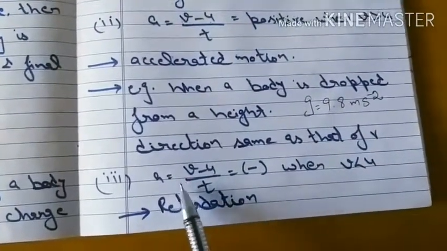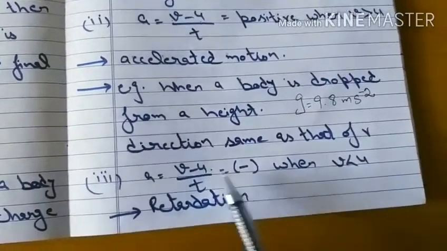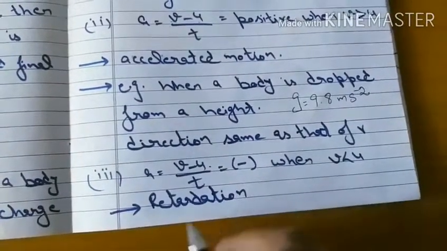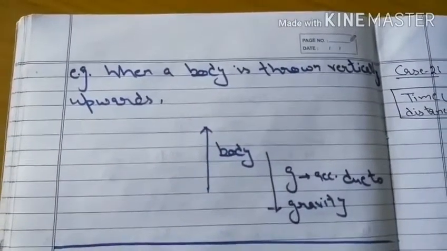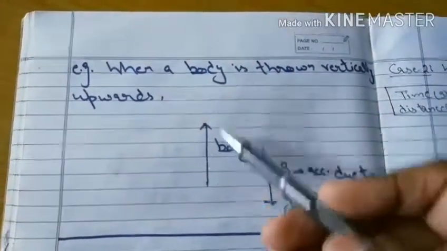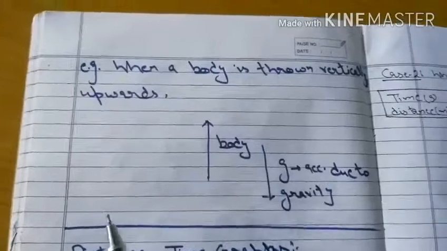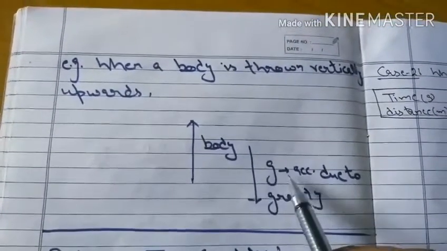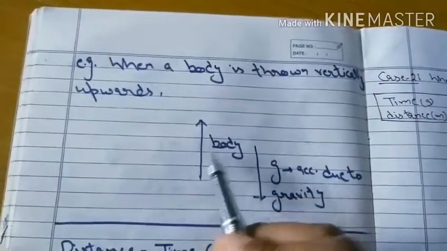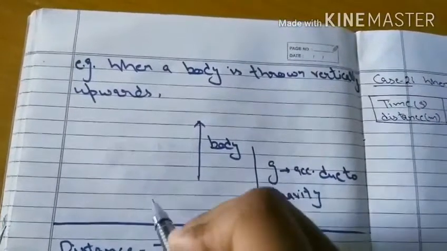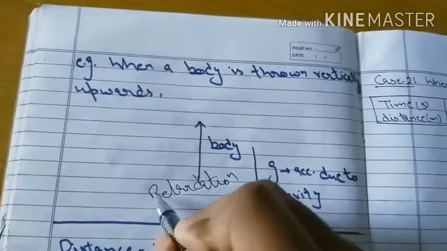Now third case, acceleration will be negative when final velocity will be less than the initial velocity. In that case negative acceleration is called retardation. For instance, when a body is thrown vertically upwards, in that case acceleration acting on the body is negative acceleration, because the gravity, that is acceleration due to gravity, is acting in the downward direction, and due to that velocity of the body is continuously decreasing, and that's why acceleration is negative acceleration or retardation when a body is thrown vertically upwards against the gravity.